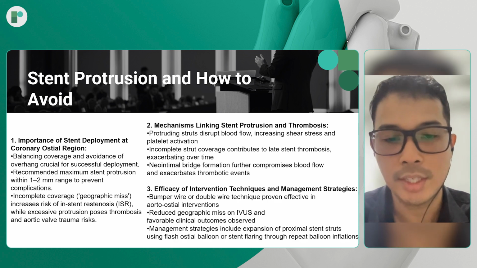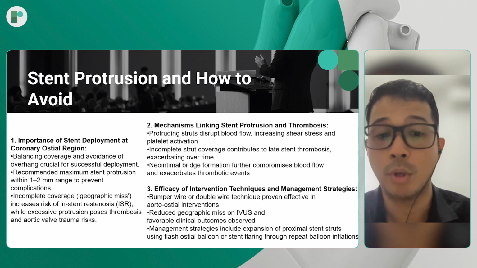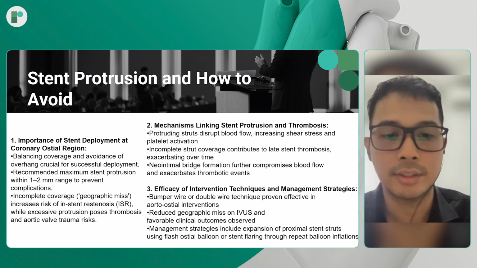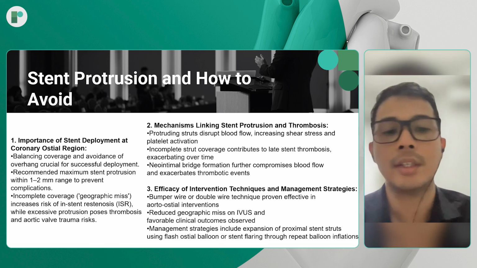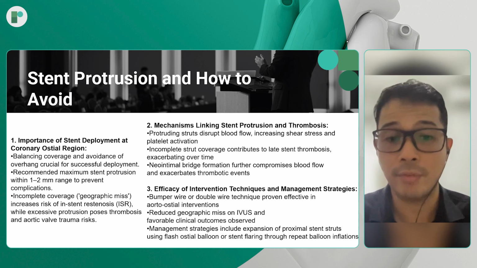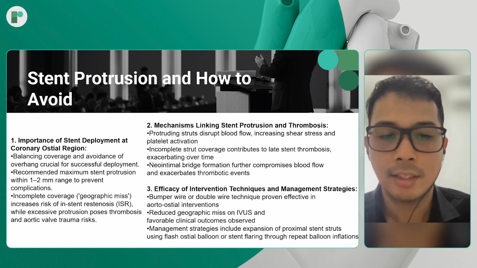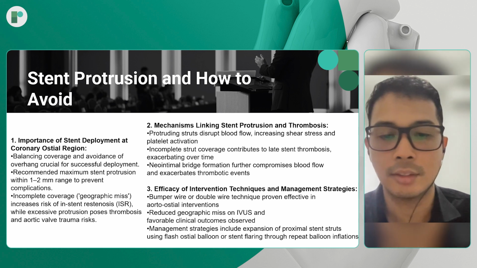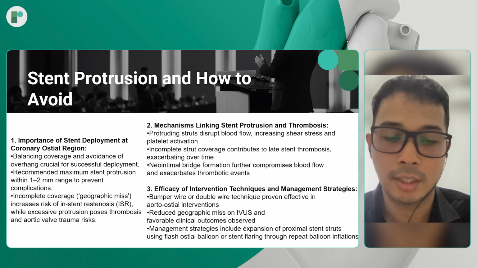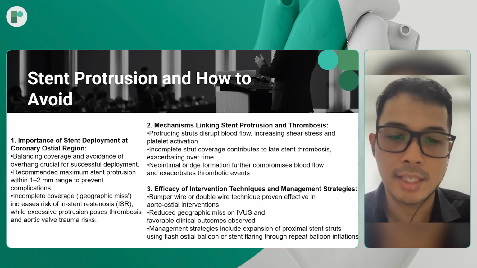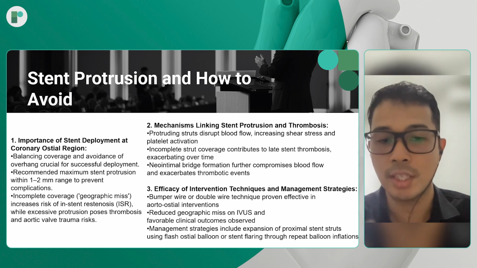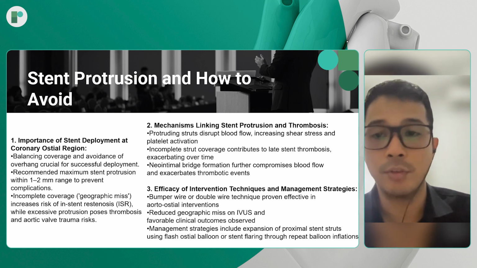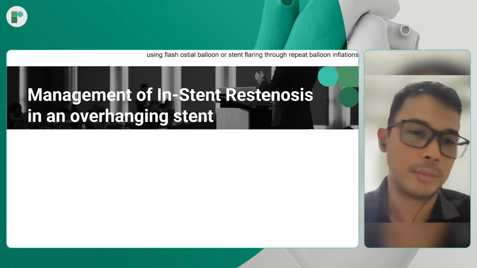Third, the efficacy of intervention techniques and management strategies is important. Like what we performed in this patient, we performed the bumper wire technique, which some literature calls the double wire or floating wire technique, and it's proven effective in aorto-ostial interventions. It also reduces geographical miss if we use IVUS, like in this case, and gives favorable clinical outcomes. Management strategies include expansion of proximal stent struts using a fast ostial balloon, or stent flaring through repeat blood infusion could also be performed.